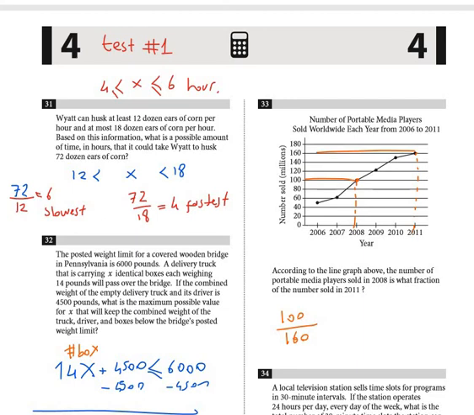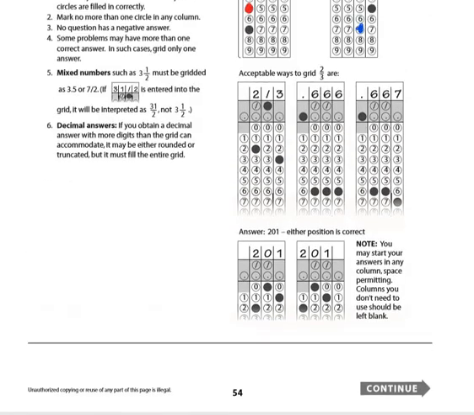Fraction means take the ratio. So it's going to be 100 over 160, 10 over 16, which is 5 over 8. So 5 over 8 is the answer. Or you can divide it directly and you're going to get 0.625. 5 over 8 is good.